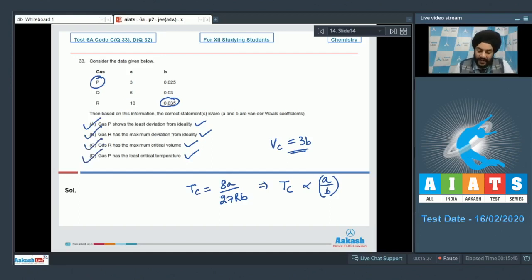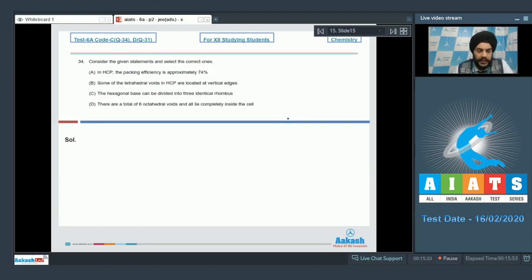Let us look at the next question now. Question number 34. Consider the given statements and select the correct ones. Option A says in HCP the packing efficiency is approximately 74%. This is the correct statement, students. If we talk about option B now, some of the tetrahedral voids in HCP are located at vertical edges. So this is also a correct statement, students.